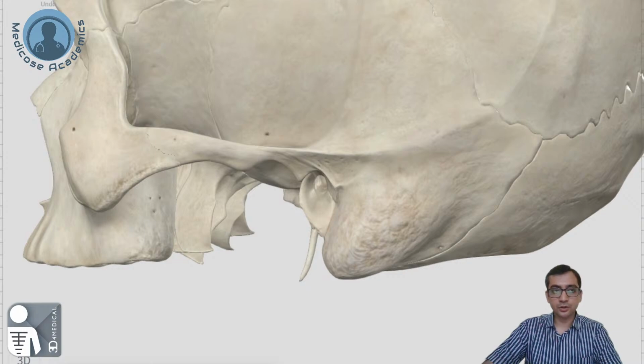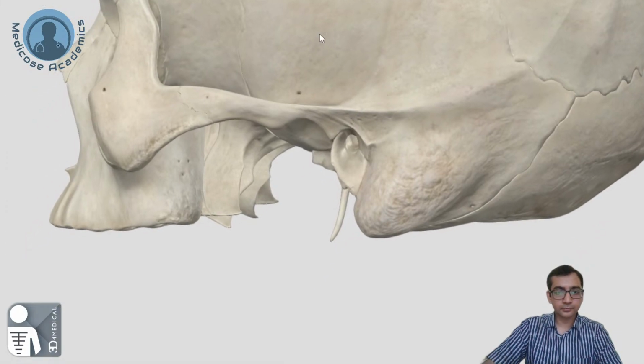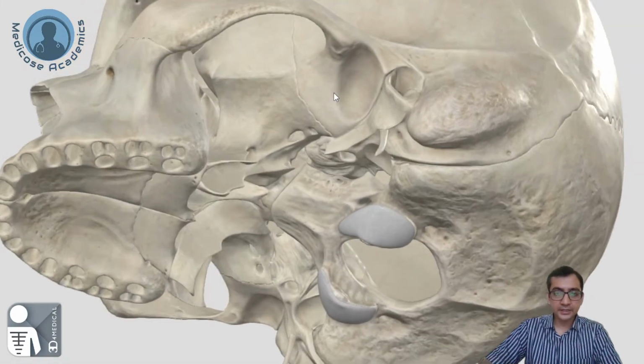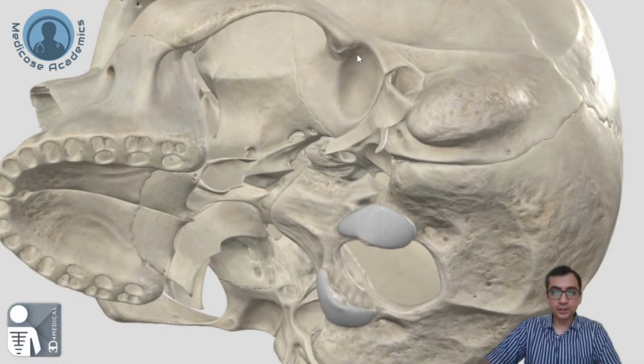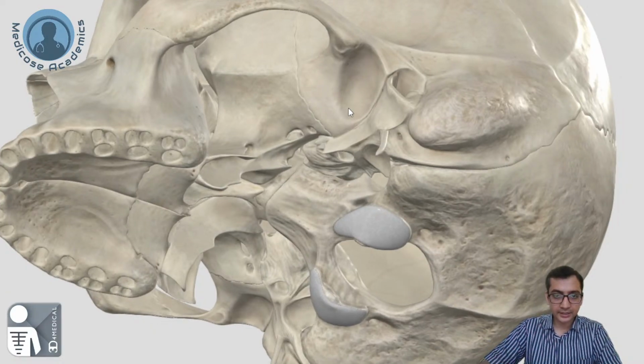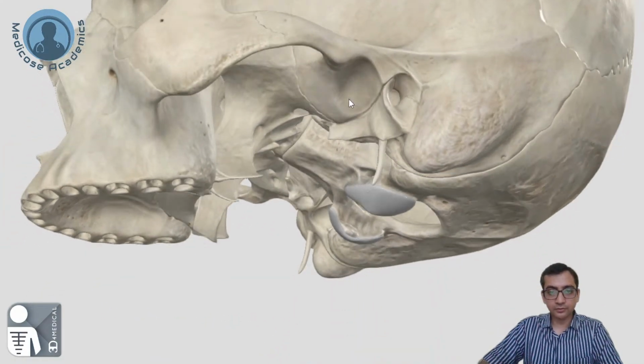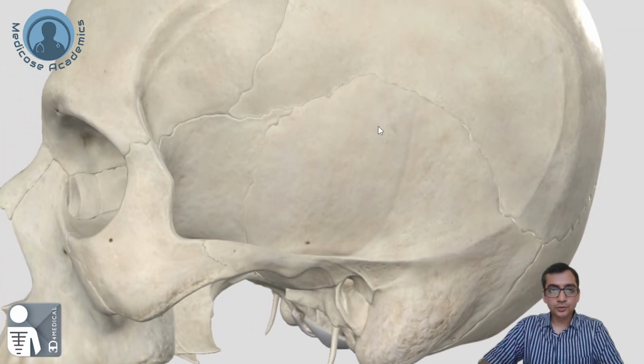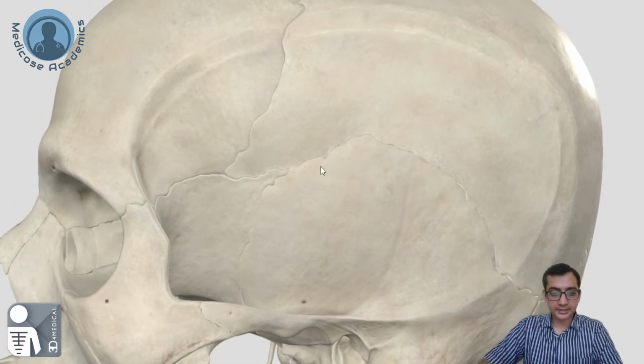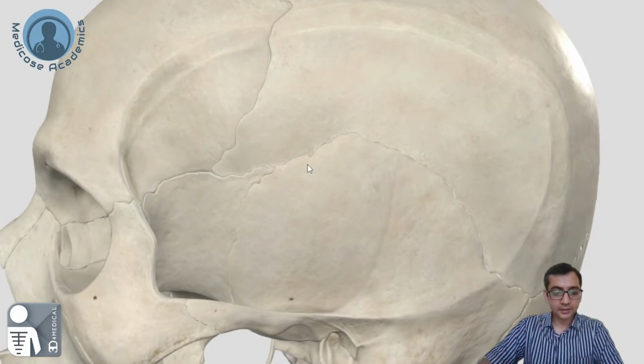So we've just talked about the articular process. Here is the mandibular fossa. You can see in more detail right here, it goes into the temporal bone. Here the mandible will be fixed. So here are the temporal lines.